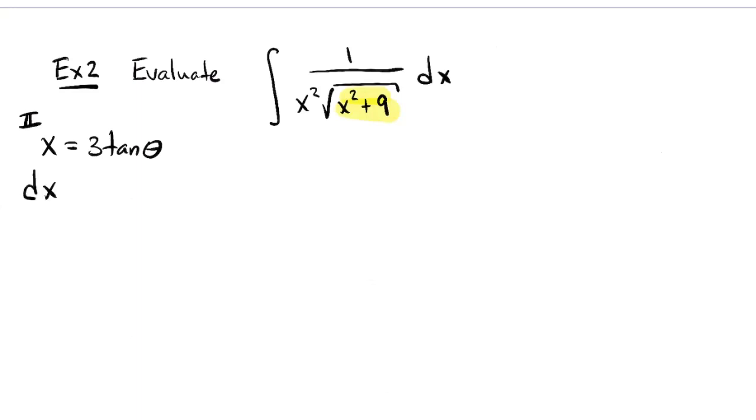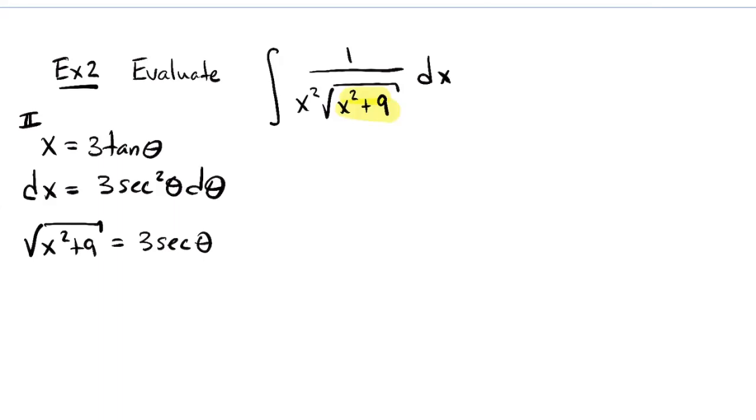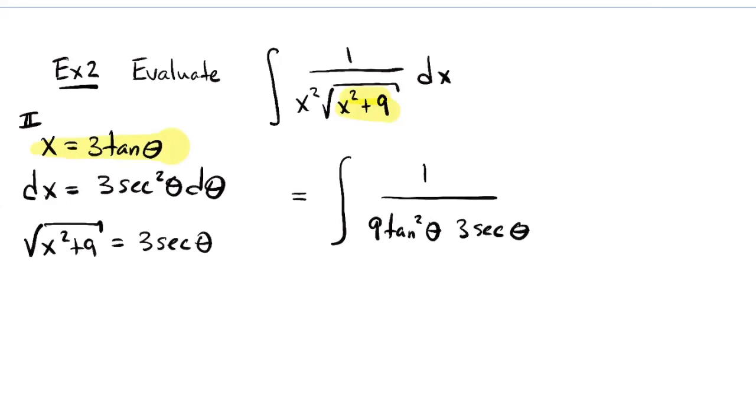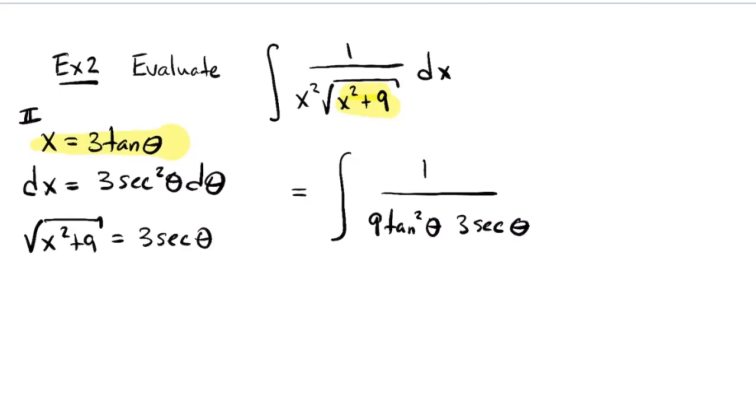Then I compute dx. Dx is 3 times secant squared of theta d theta. From the table, the square root of x squared plus 9, you can go through the algebra every time if you like, but this is going to reduce down to 3 times the secant of theta. That's what we did at the beginning of the lecture. So now I can start replacing. I've got a 1. X squared, where am I going to get that? Well, square this. X squared is 9 times tangent squared. The square root of x squared plus 9 is 3 times the secant. So that's what I'm replacing that square root with. Dx is 3 times secant squared theta d theta.